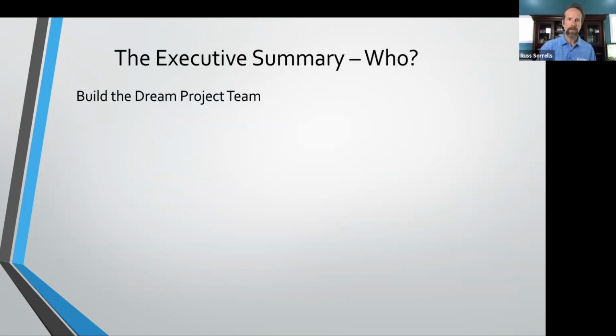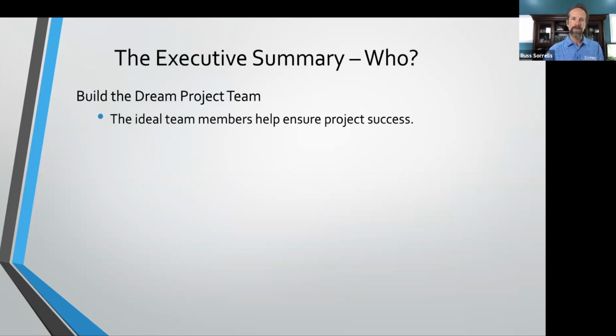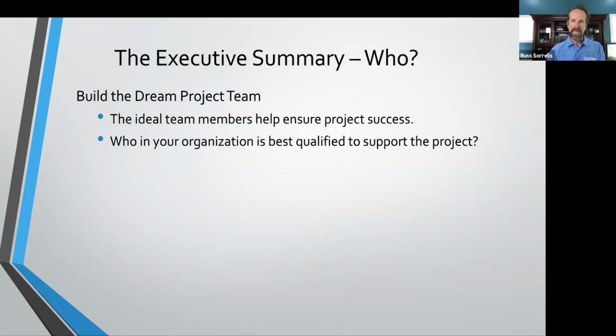Okay, so who? You want to include this in there as well. We talked about building the dream team, right? So the ideal team members help you ensure success in your projects. Who in your organization is best qualified to support the project? Which quality engineer are you going to work with? Who's the maintenance liaison that has the best experience and will help you ensure success on this project? Operator liaison. If the operators are going to have to operate the equipment, you want someone representative of that group to help get feedback in the design process.